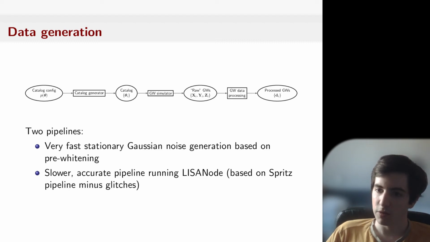We've essentially built two pipelines like this. The first one is very fast, taking advantage of an assumption of stationary Gaussian noise to first whiten our waveform data according to a theoretical noise PSD. Then very quickly injecting noise following a standard normal distribution.